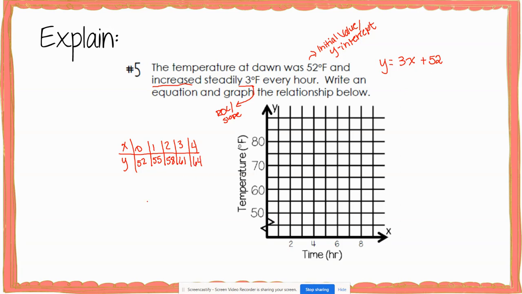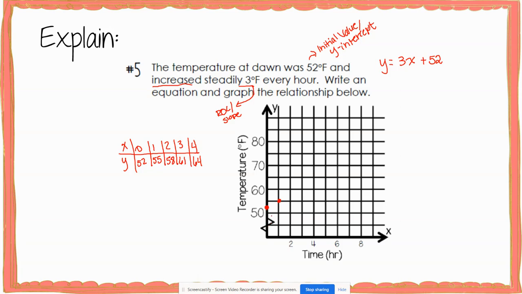So if I put this on my graph, I know that when x is 0, y is 52, so I would go up to approximately where 52 would be on my graph. When x is 1, y is 55. Well, you notice that this goes from 0 to 2, but there's space in between, which means I know that this is actually 1. So 1 is here, and then I would go up to 55. Well, 55 is right here, halfway between 50 and 60.